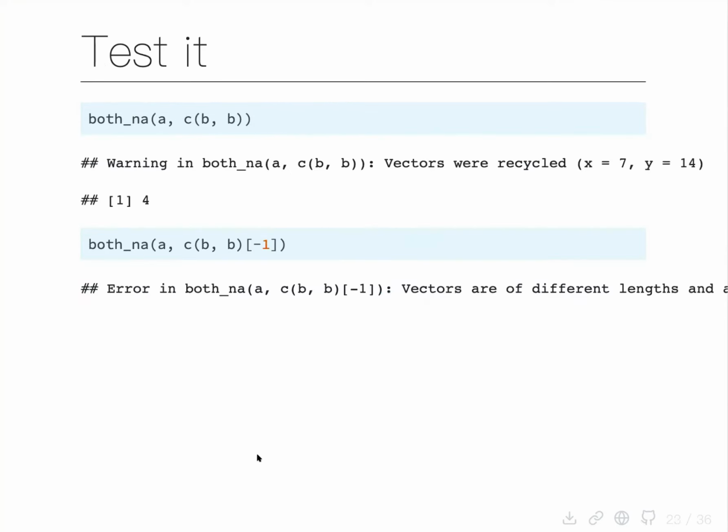So we can test it out both in A and BB. We get a warning both in A and BB, but I'm removing the first element of this one, and we get an error. Vectors are of different lengths and are not recyclable.